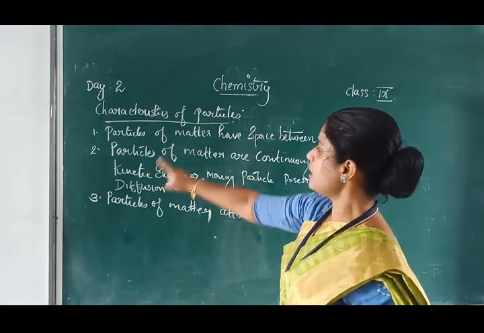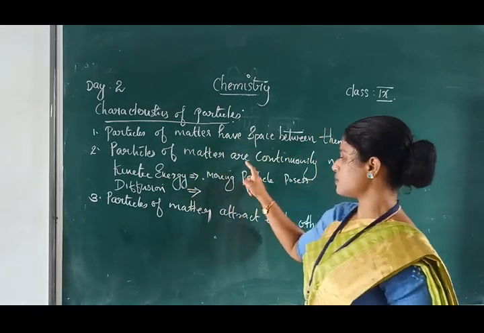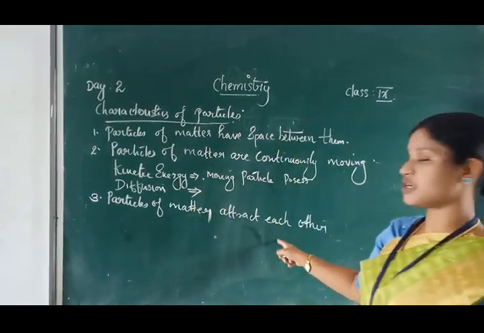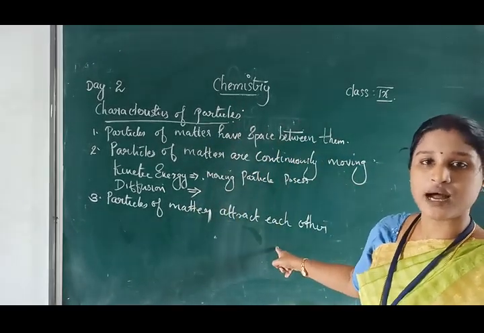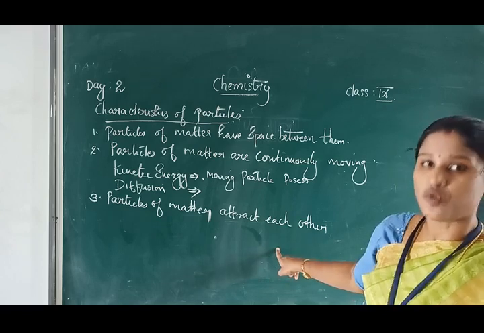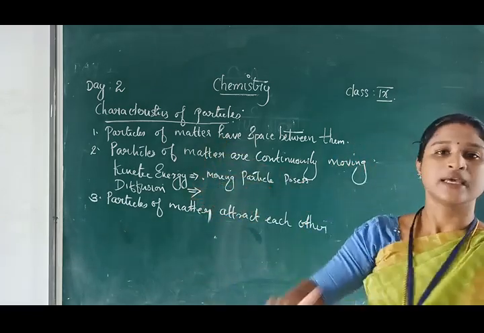What are they? I will read. Particles of matter have space between them. Particles of matter are continuously moving, and particles of matter attract each other. So when the question asks to write the characteristics of particles of matter, what should you write? You should write these three characteristics.